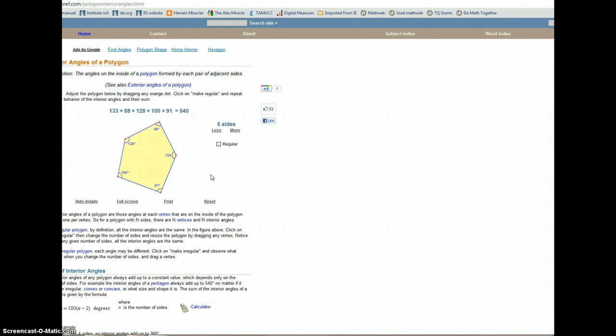This time you can see interior angles that are all different. We can click on a vertex and drag to change the shape and observe what happens to the interior angles. If I push it in so it's concave, notice we end up with a reflex angle of 230 degrees.